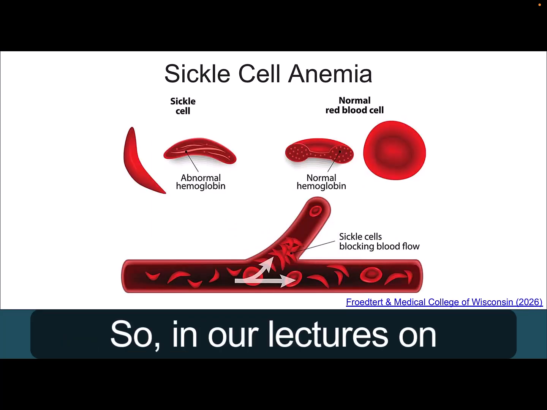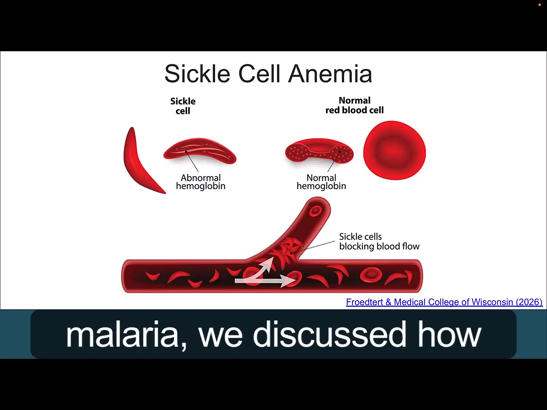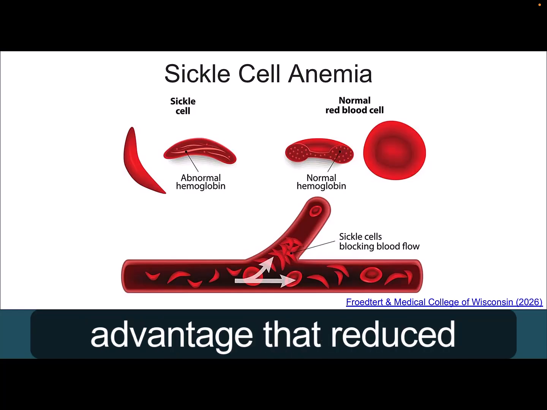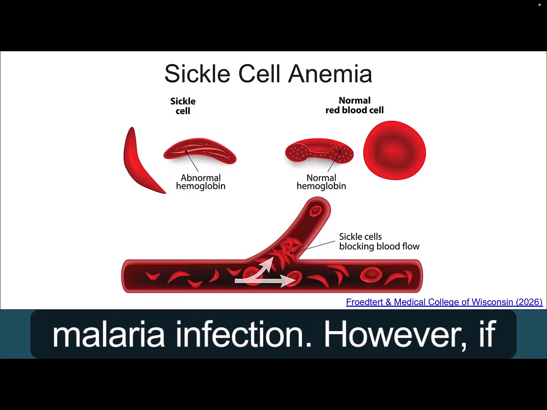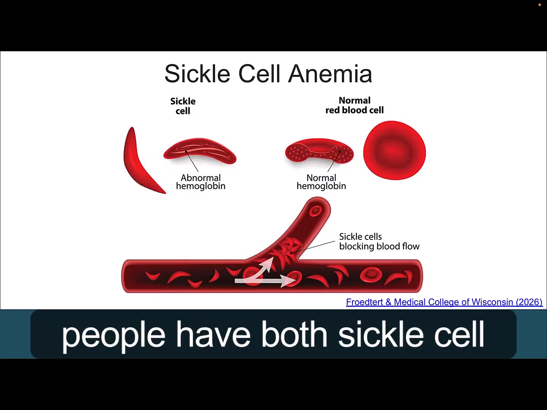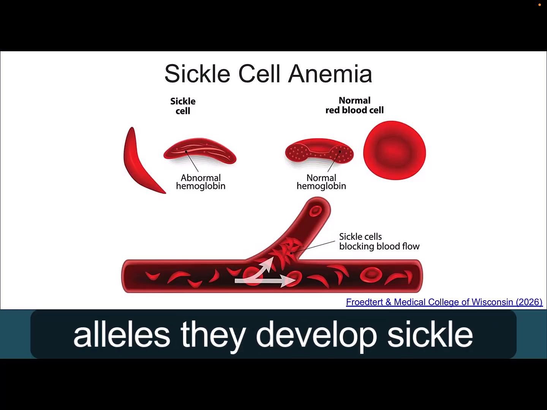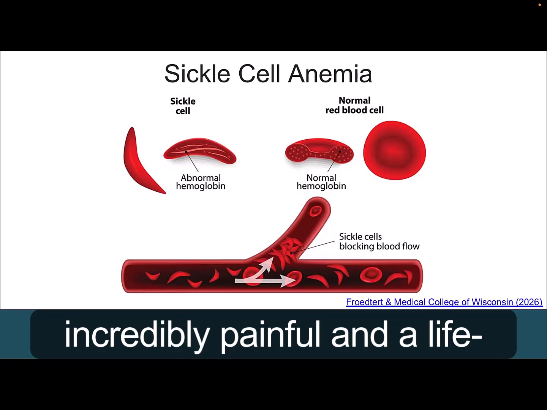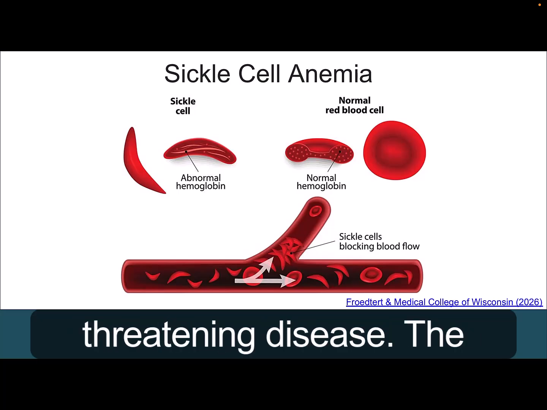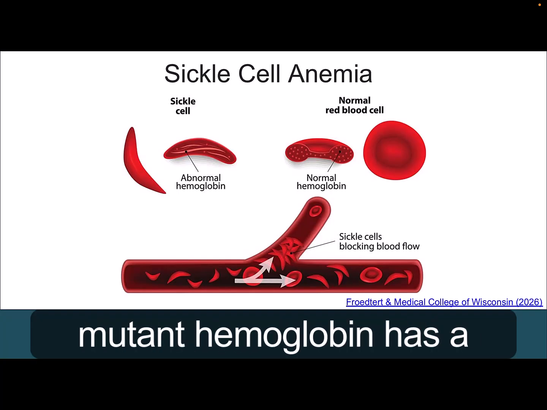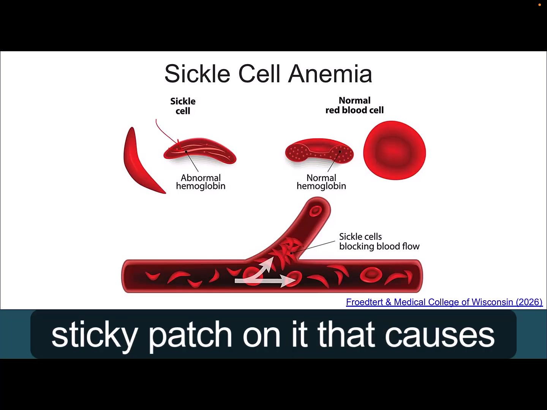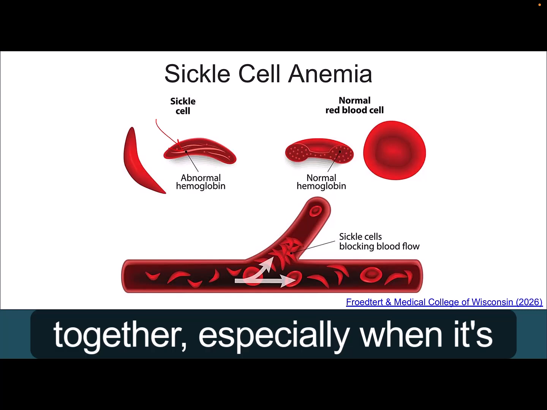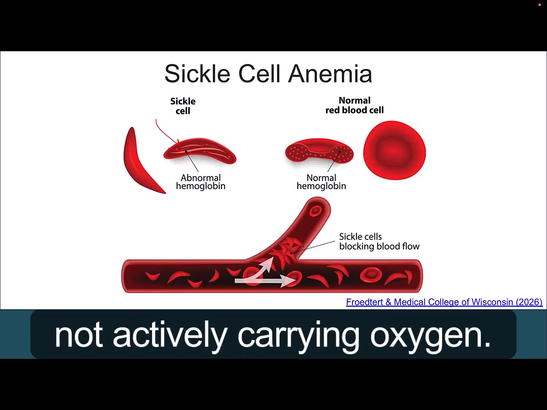So in our lectures on malaria, we discussed how having a single sickle cell allele was a protective advantage that reduced malarial infections. However, if people have both sickle cell alleles, they develop sickle cell anemia, which is an incredibly painful and life-threatening disease. The mutant hemoglobin has a sticky patch on it that causes the hemoglobin to stick together, especially when it's not actively carrying oxygen.